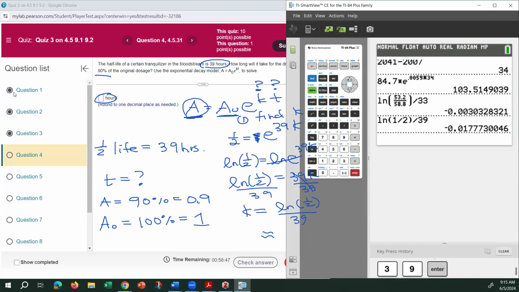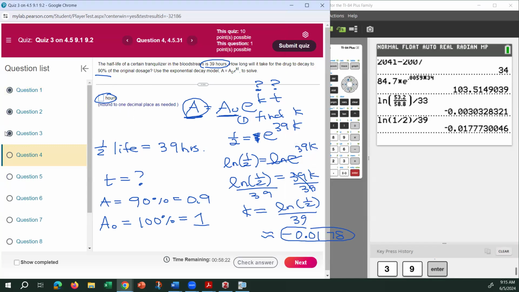So let's put ln(1/2) divided by 39 in the calculator. I'm going to write that down. So this is not the answer. This is the K value that we're going to use to find our answer, negative 0.0178, rounded to 4 decimal places. Okay, so we're going to use that value. And so let's go back.